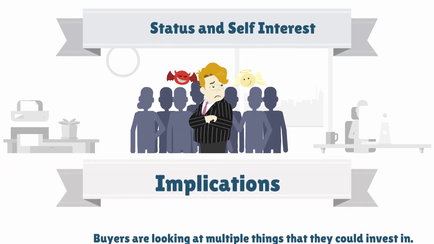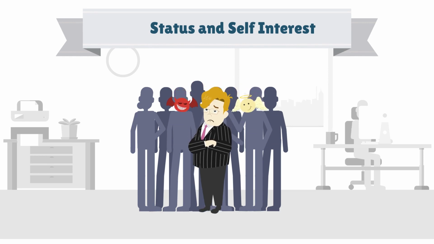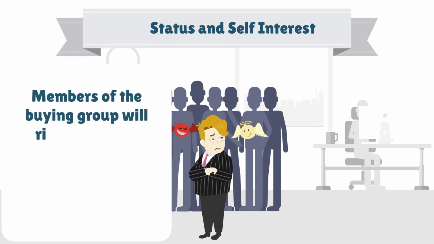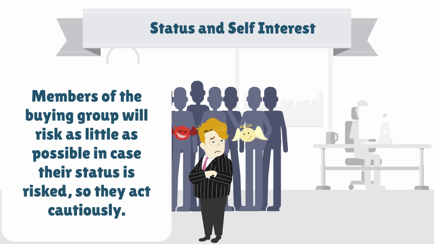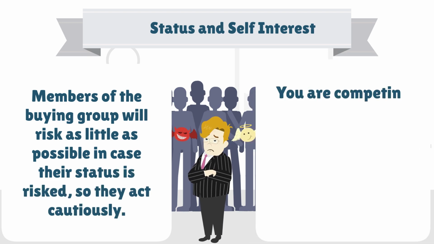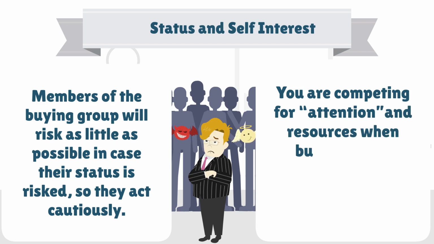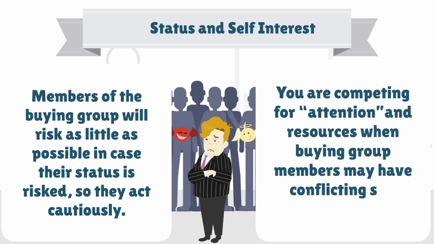You also have to contend with buyer group member status and self-interest. Members of the buying group will risk as little as possible in case their status is risked, so they act cautiously. You are competing for buyer attention and resources when the buying group members may have conflicting self-interests.